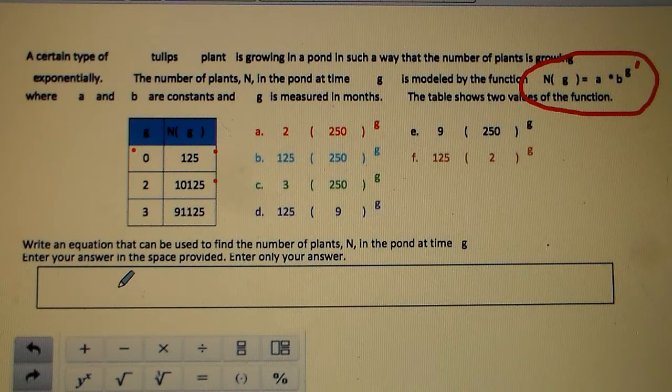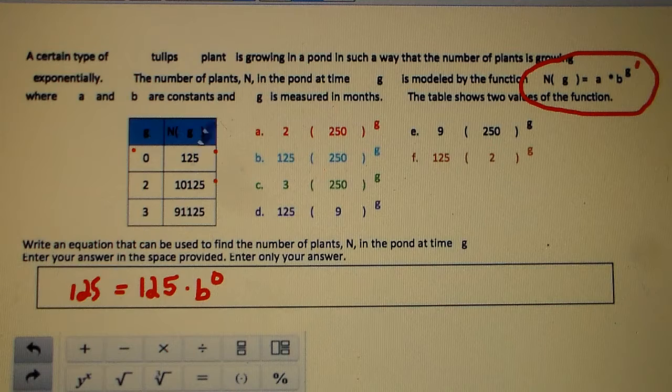So we have to remember anything to the power of 0 is 1. So you know 125 times anything to the power of 0, you know that b to the power of 0 is just going to simplify to 1. So 125 times b to the power of 0 is going to get you just 125, which will make that first line true. It'll make 0, 125 true. So that 125 would be a good thing to put in for a.